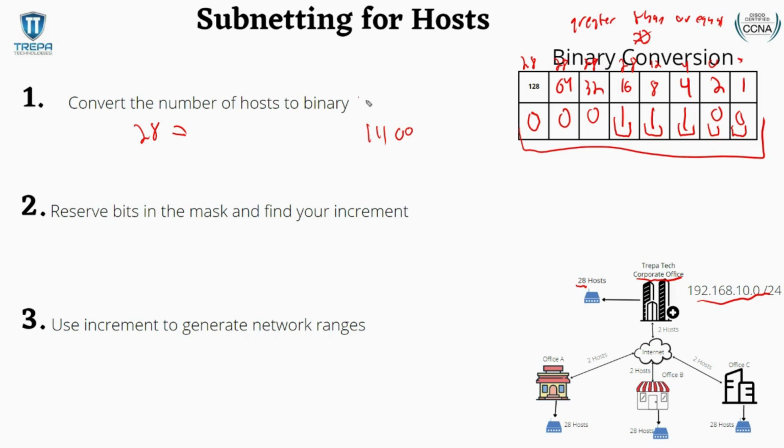Because when you line this up to the conversion chart, all 5 bits, 16 plus 8, 24 plus 4, 28. So how many bits does it take? 5 bits. All right, awesome.